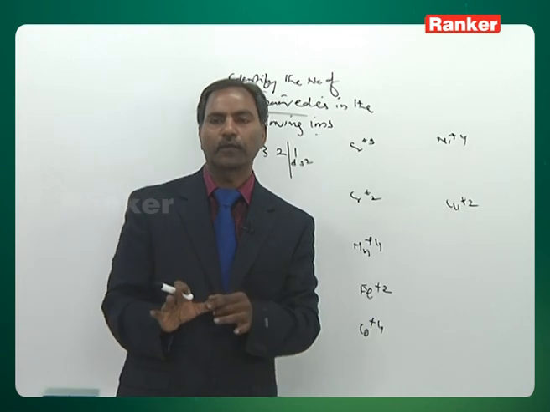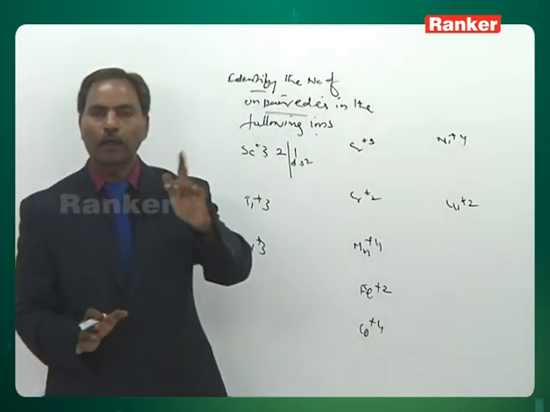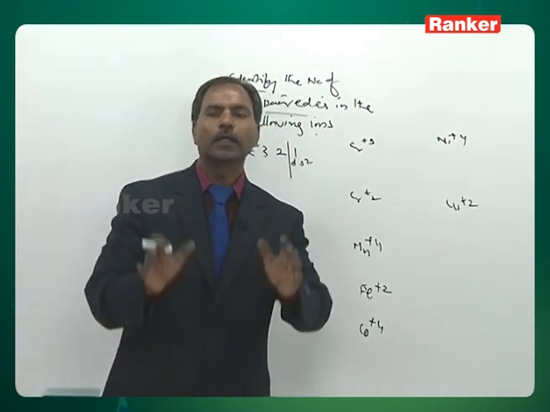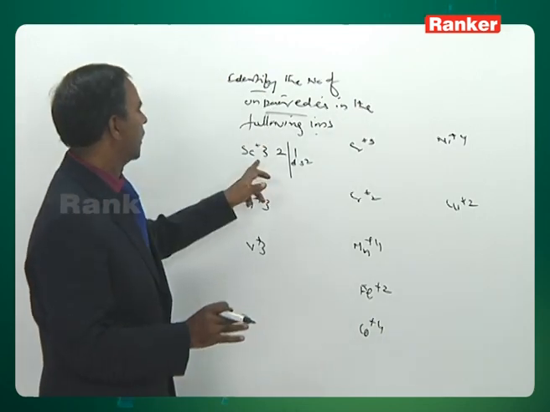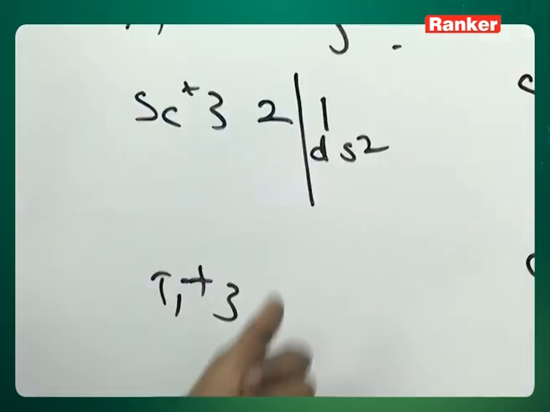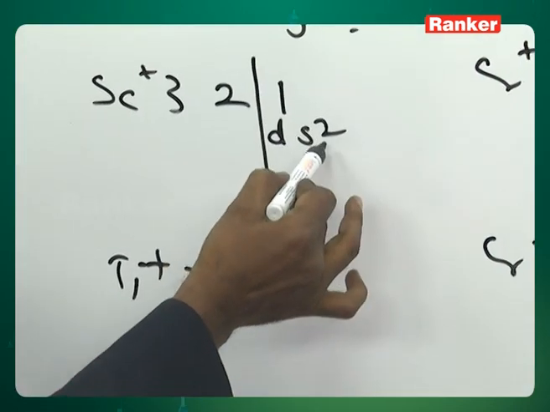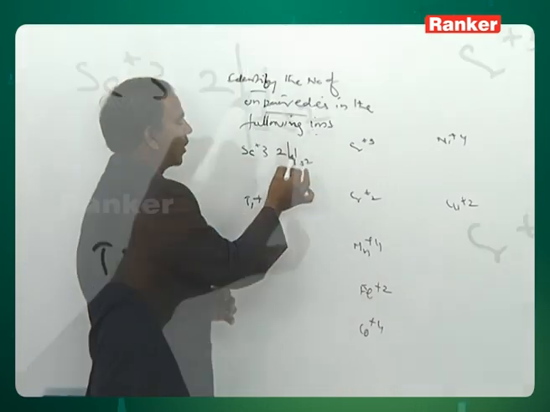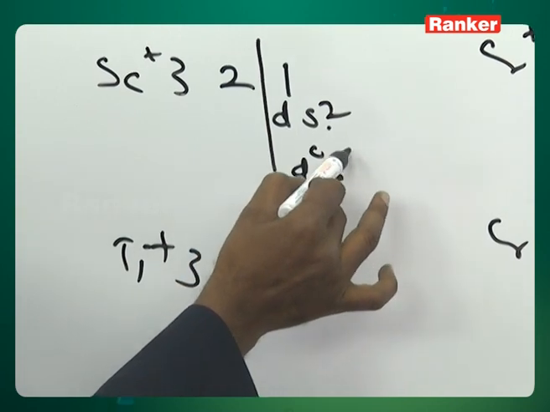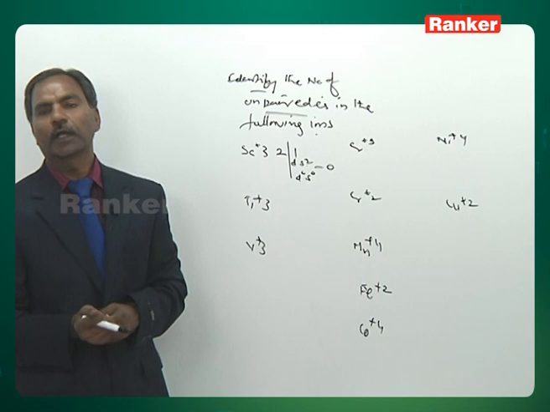Once you know the electronic configuration, you can easily make out the number of unpaired electrons in any ion. Many times questions appear on this electronic configuration, it is more important. Now, scandium 21, given as scandium plus 3. It is losing all 3 electrons. Therefore, 2 electrons lost from s, 1 electron lost from d. What is the remaining configuration? d0 s0. What is the number of unpaired electrons here? 0.